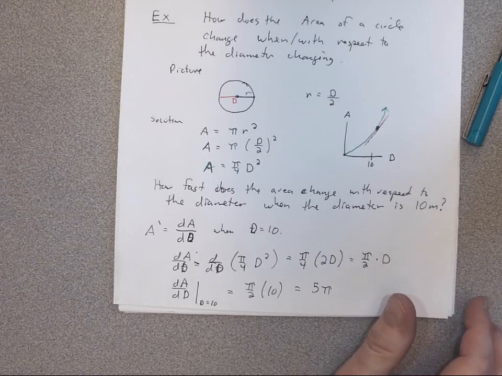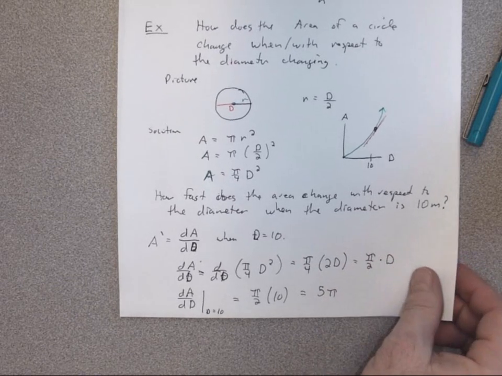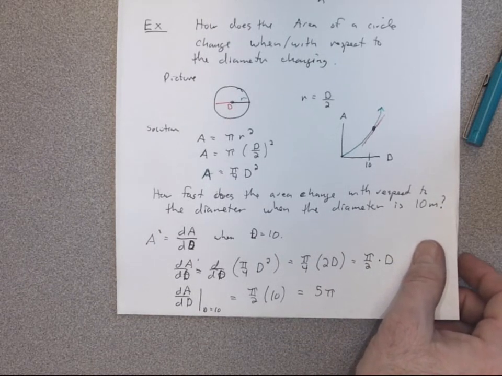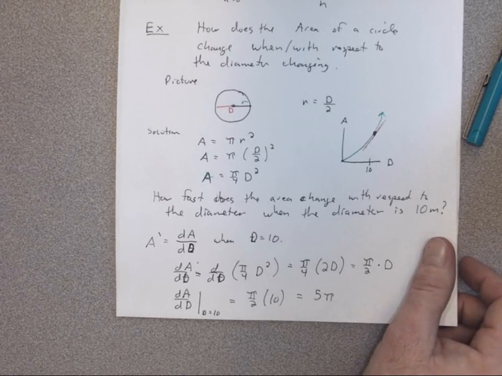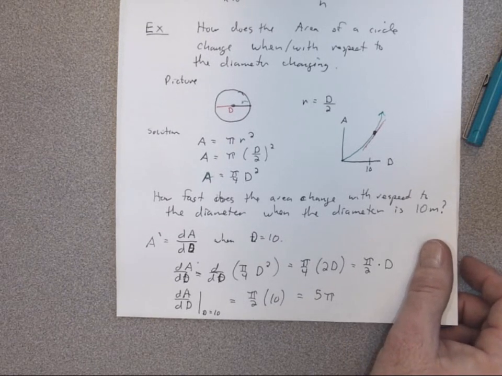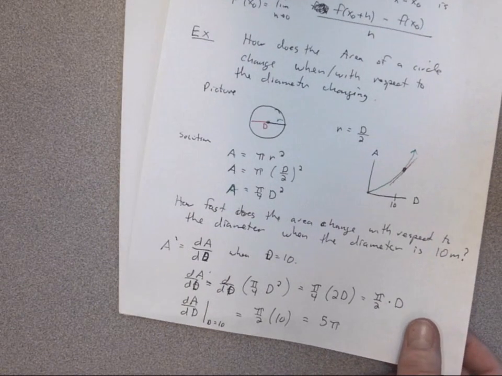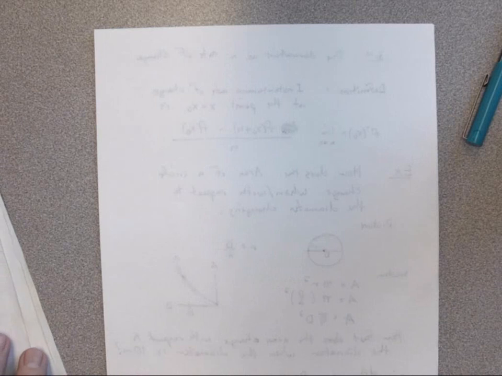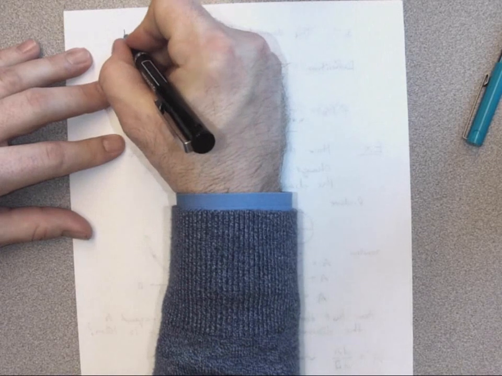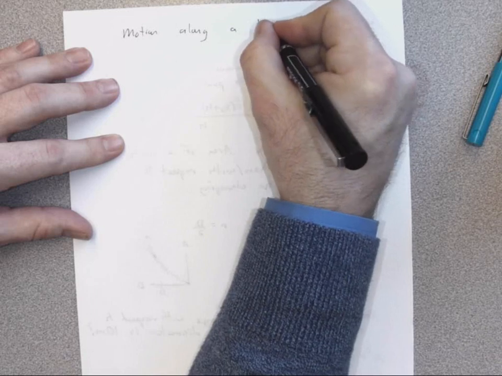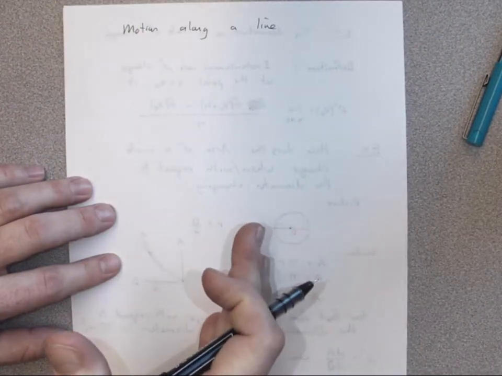So let me see if I can come up with a quick one. Let's do some motion, because that's what most of this is about. Motion along a line. So this could be horizontal motion, or this could just be strictly vertical motion.